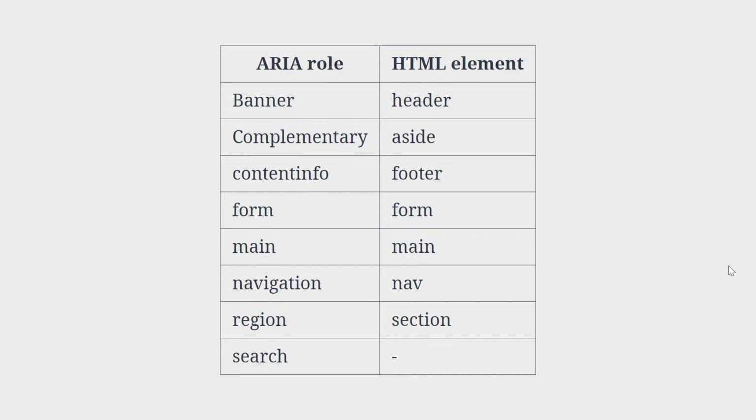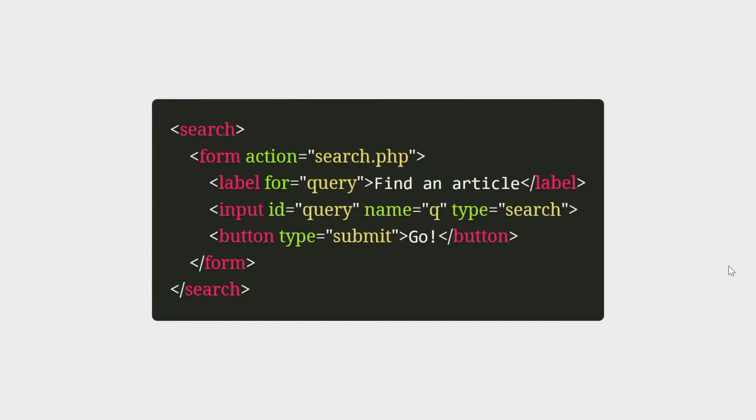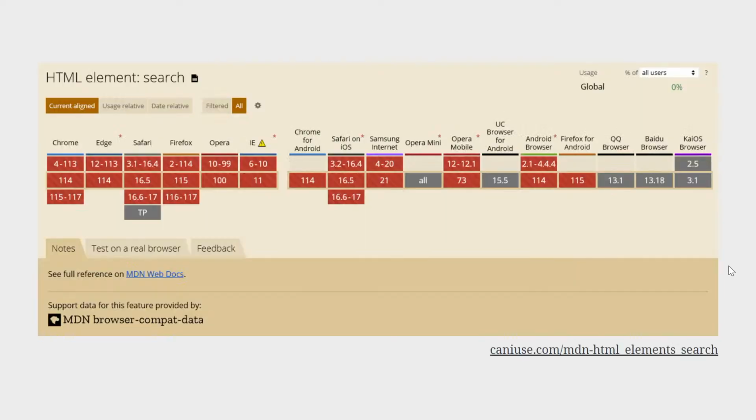But so far, one of those landmark roles, search, doesn't have a corresponding HTML element. And the idea is to give it a new element, and that is a search element. Just use it like this. If you have a search form, you just put the search element around it. Not supported in any browser right now. And even if the browsers support it, you might have to wait till the screen readers support it as well.